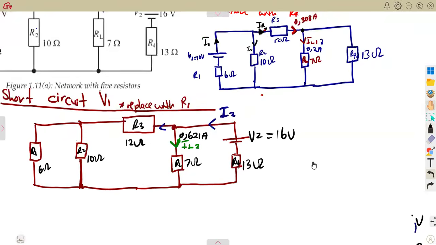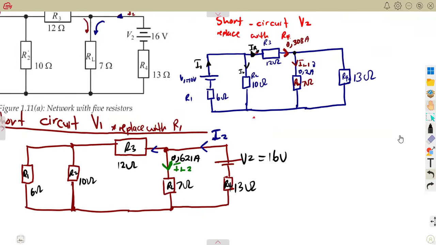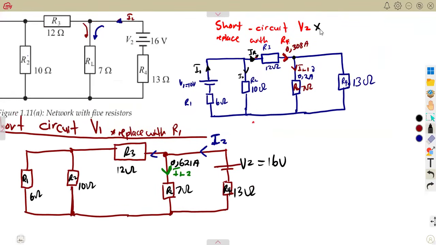So if we superimpose from the first combination where we had our V2 as a short circuit, the current across the load was going this way. Therefore, the current across the load is going to be the sum, because these two are going the same way. This one is going down, this one is also going down, so you have to add. They are going the same direction, so it's going to be IL1 plus IL2 across the load.